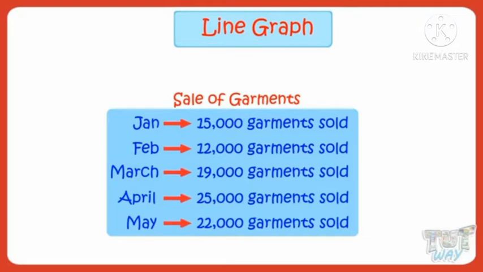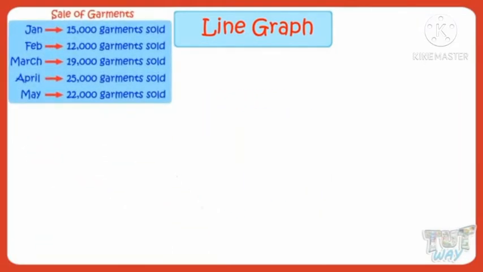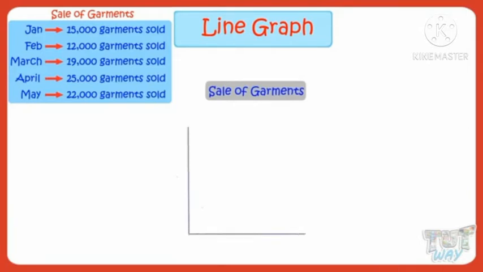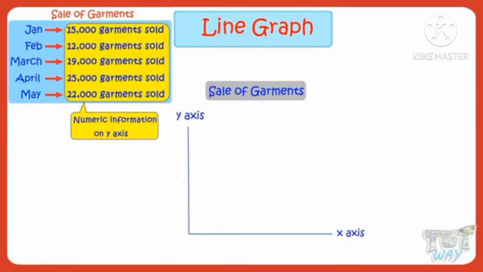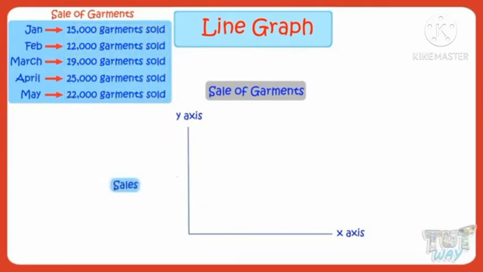Dear students, we have to show this information in the form of a line graph. So first of all, let's give a title to our graph. Let it be sale of garments. Now we have two types of axes, x-axis and y-axis. Dear students, the sale of garments is our numeric information, which is always shown on the y-axis. We will name it sales, and the x-axis shows the names, which is our textual information, so mark it as month.